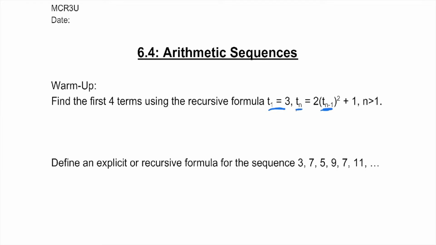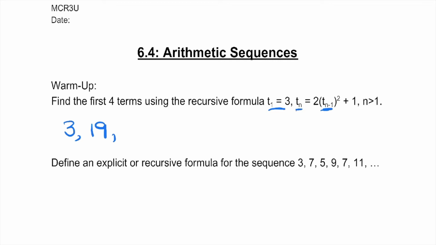So in this case, we're going to list the first four terms of this recursive formula. The first term is easy. We're given that as 3. But the second term, t2, is really going to be 2 times t1. In other words, when n is 2, it's going to be 2 times the first term squared plus 1. So 3 squared is 9, times 2 is 18, plus 1 is 19. So that's the second term.